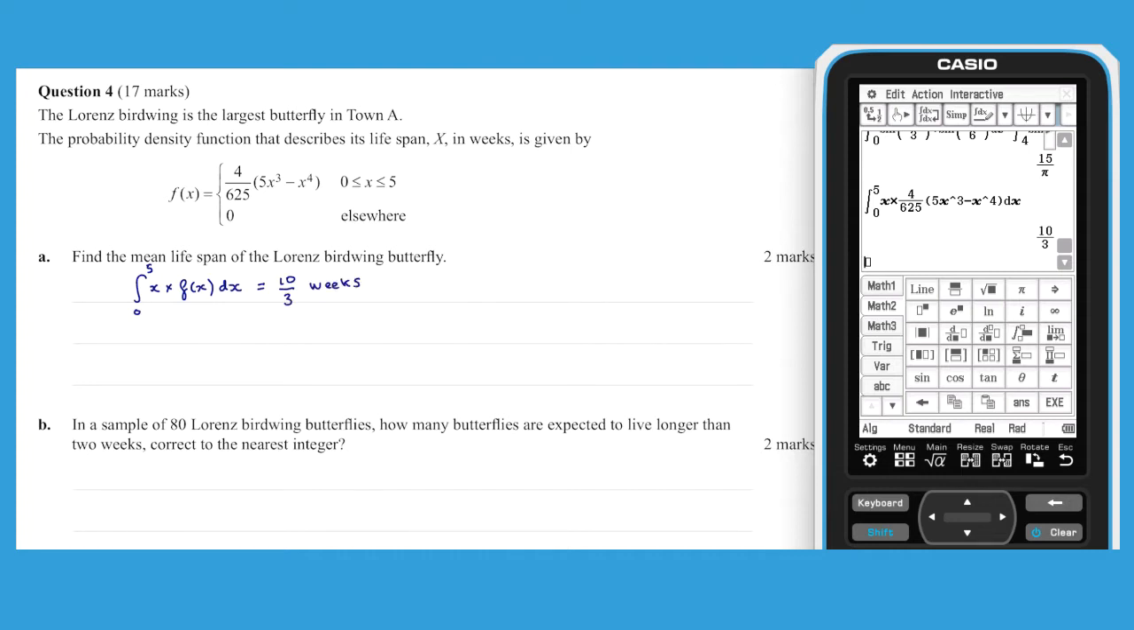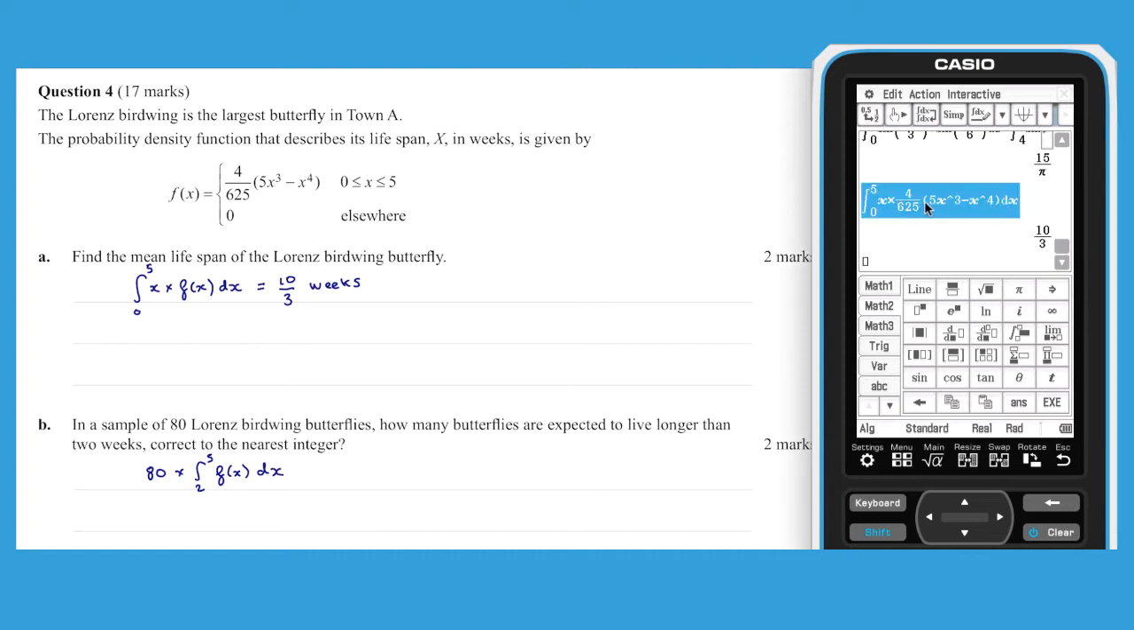Part B. The number of butterflies out of 80 that can be expected to live longer than 2 weeks can be found by calculating NP, where N is 80 and P is the probability that a single butterfly lives between 2 and 5 weeks. This is equal to 80 times the definite integral from 2 to 5 of f of x. So, we expect 73 out of 80 butterflies to live this long.